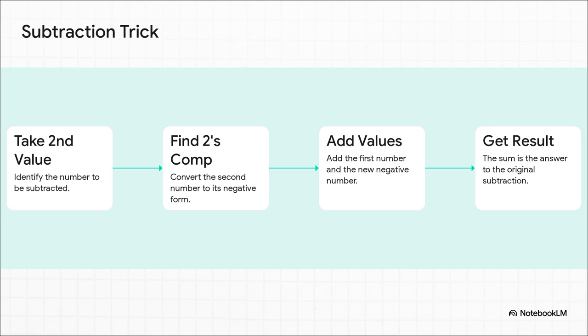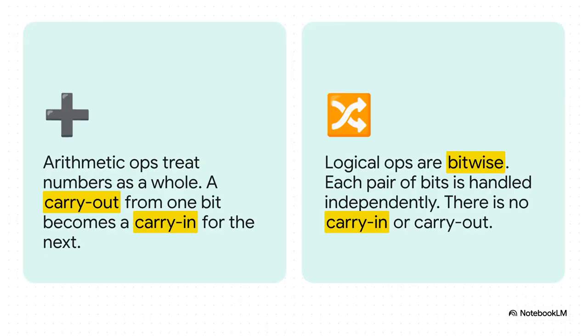So to subtract a number, the ALU doesn't need a whole new subtractor circuit. Instead, it takes the number, flips all its bits, so zeros become ones and ones become zeros, and then it adds 1. That new number is the negative version. And then it just adds it to the first number. It's this super elegant solution that saves a ton of space and complexity on the chip by just reusing the addition circuit.